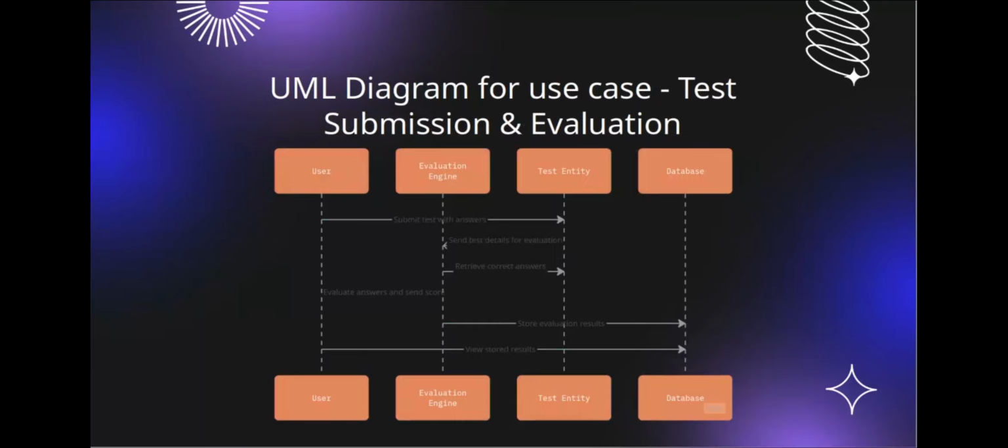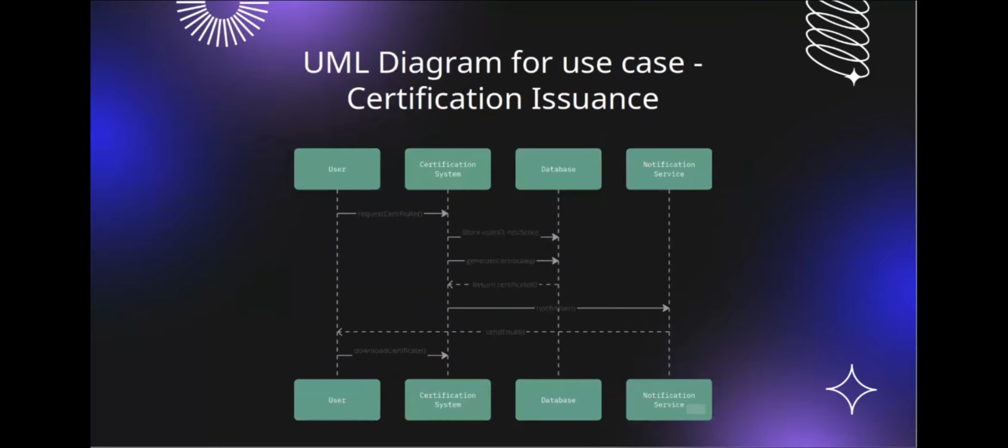Okay. So this is the UML diagram for test submission and evaluation. The evaluation part will be mainly generation and evaluation. The evaluation will mainly be done by a generative AI model, and after the result, if he scores above 60% or 70%, we will declare him as passed and will generate a certification for it.